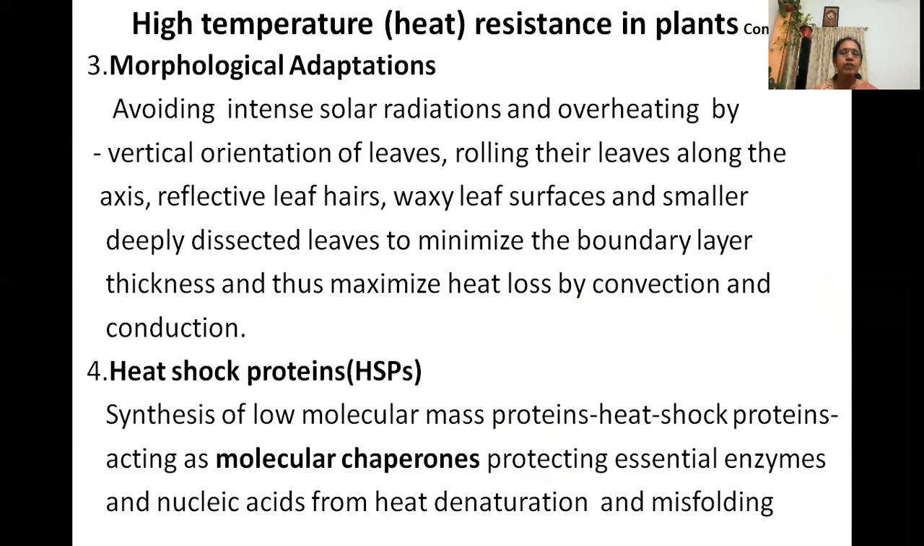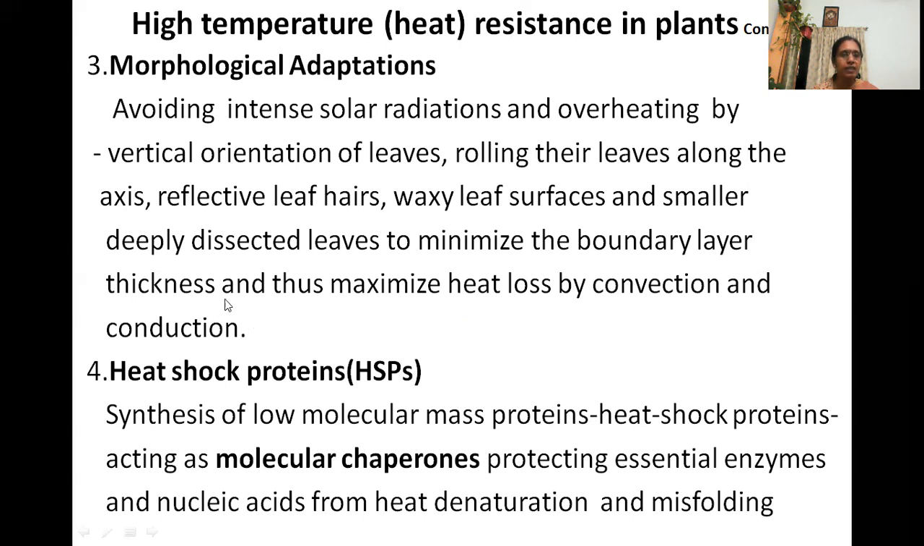That is one mechanism. There are many different types of structures or modifications in the morphological structures, like in the leaves and in the stem, adopted by plants to avoid heat radiations, and also overheating by solar radiations. These are the things which the plants have modified. Vertical orientation of the leaves, rolling their leaves along the axis, reflective leaf hairs, waxy leaf surfaces, cuticle, and smaller, deeply dissected leaves to minimize the boundary layer thickness, and these maximize heat loss by convection and conduction.